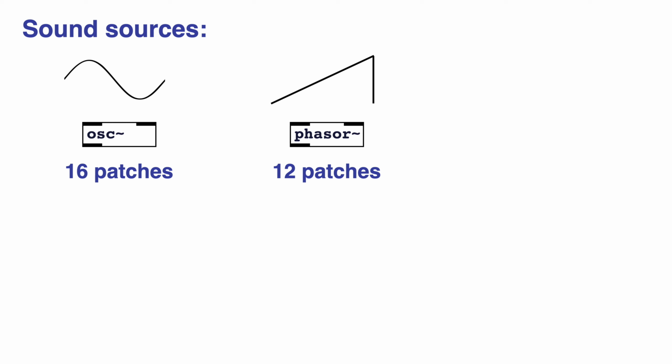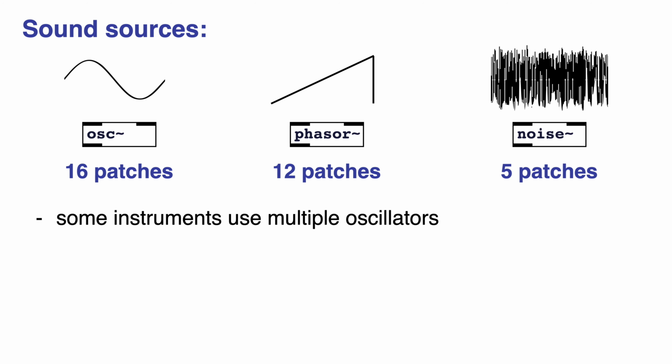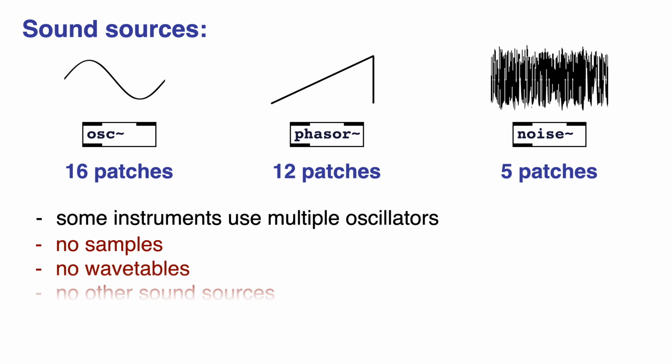We looked at the overall trends in what people created, and we found that just 3 sound sources were responsible for all of the sonic material in every instrument. These were the sine oscillator, the phaser, which is essentially a non-band-limited sawtooth, and white noise. Some instruments used more than one of these sources, but there were no other sources of sound, for example, no pre-recorded samples and no wavetables.